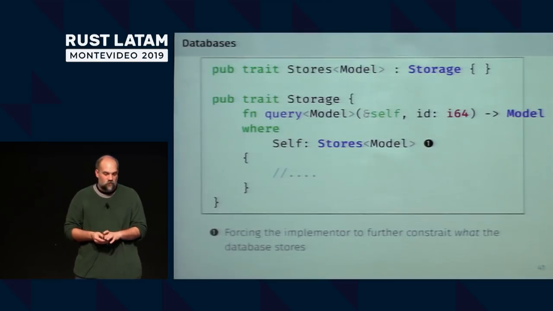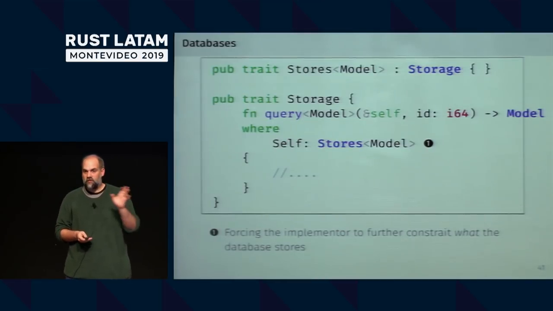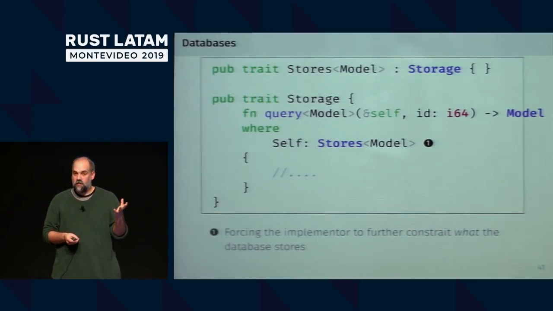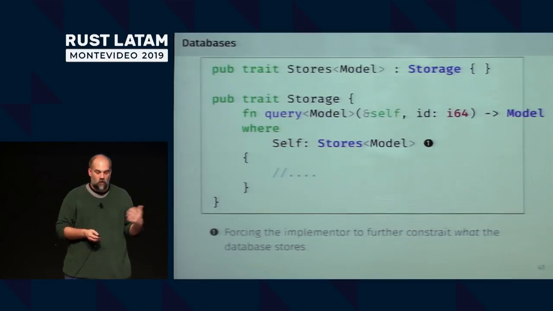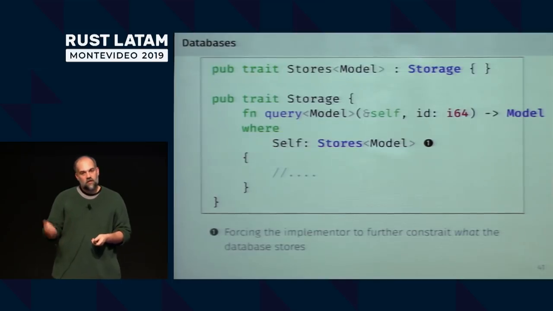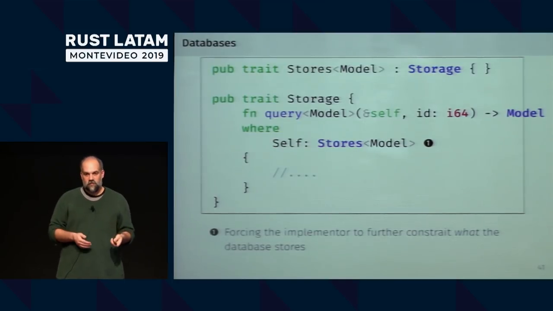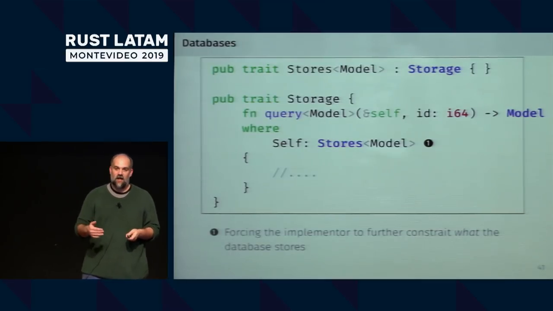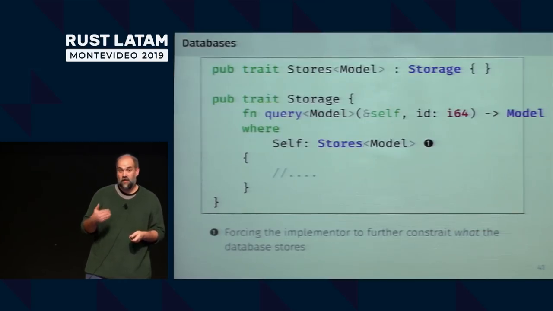And I can define a trait here that says stores model. And I can also constrain the stores model trait to it can only be implemented on storages. Then I can extend my function with where self actually stores that model. And now I've defined a function that communicates, you can try to query models out of this, but only if it actually stores them. And you force the implementer to actually declare what's stored here, to declare that to the compiler.